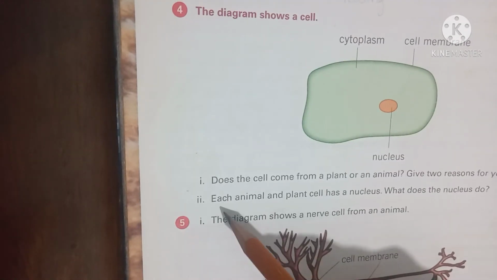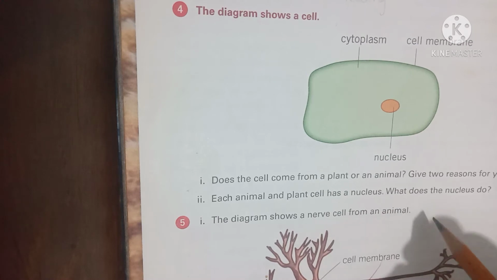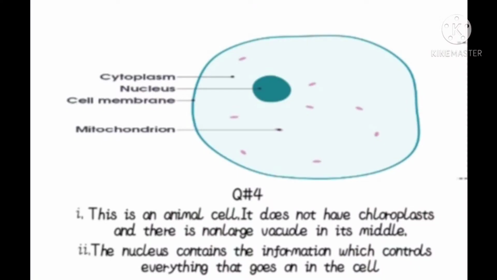Question number 2 is: each animal and plant cell has a nucleus. What does the nucleus do? The answer is the nucleus contains the information which controls everything that goes on in the cell.